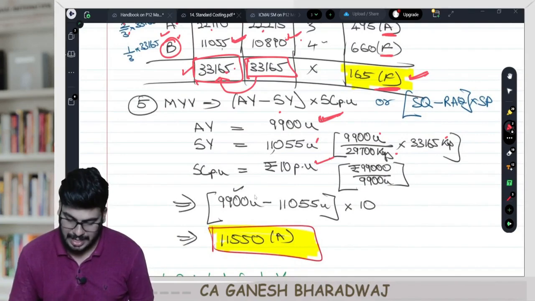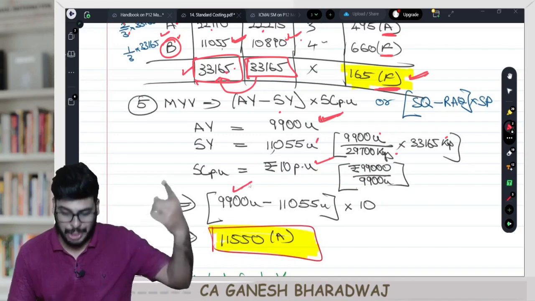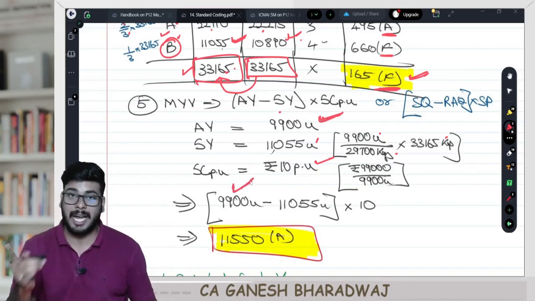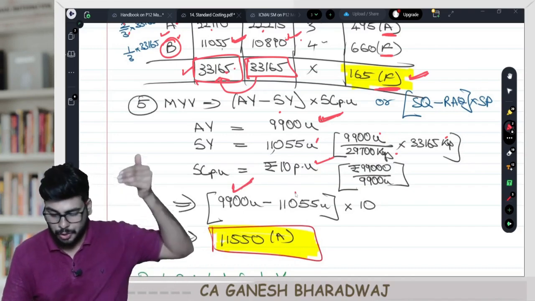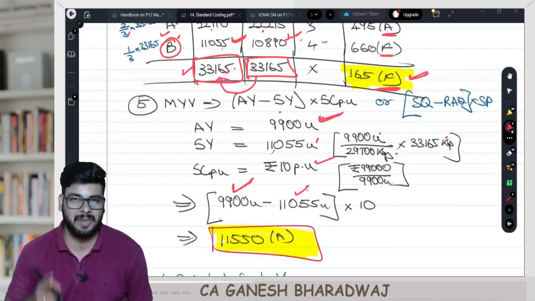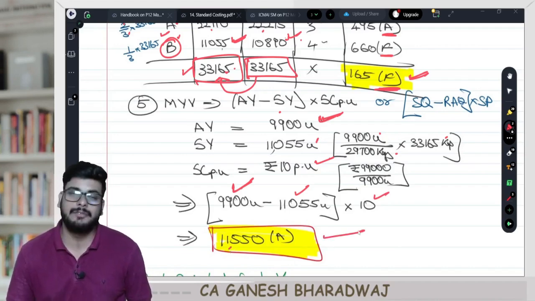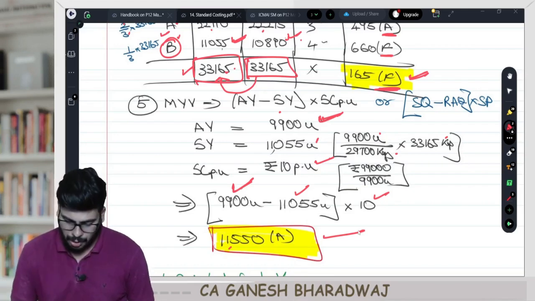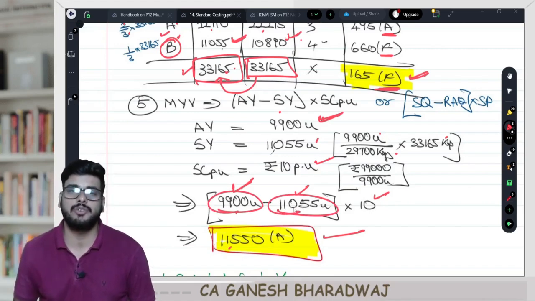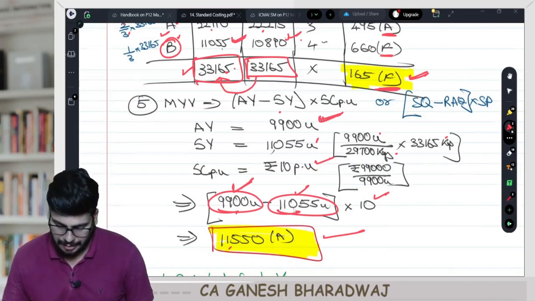So basically, my material yield variance is this: the actual yield was only 9,900, but for whatever I inputted, I should have got 11,055 units, right? So I have got so many units less, my actual yield is less, and every unit cost me 10 rupees. So overall, what is going to be my yield variance? 11,550 adverse. Are you clear with this? Why adverse? Because the actual output that I got was less than the standard output that I should have got, which means clearly there is an adverse variance, and in this case it is to the tune of 11,550.